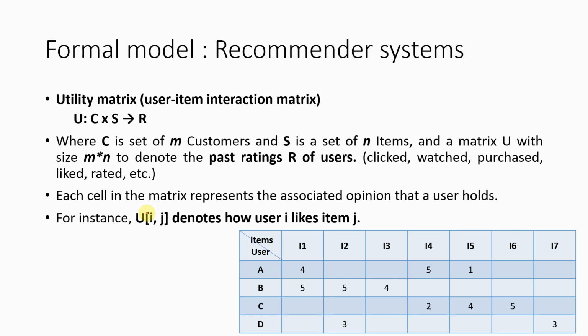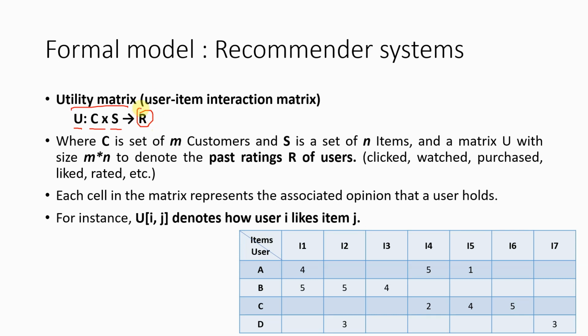And all recommender systems use a basic model, which is nothing but the utility matrix. The utility matrix is otherwise called the user-item interaction matrix. This matrix is represented with U, which is the product of C and S, where C represents the set of customers and S represents the set of items. So the utility matrix provides the relationship between the customer and the item. Here R represents the rating given by the user to the particular item.